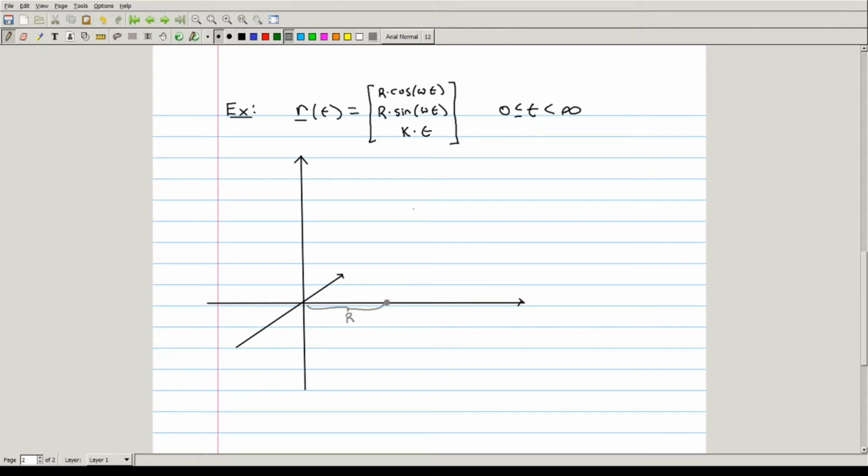Then if we go to another value of t, and I guess we should make a table here to get a good idea of what this is going to look like. So when t is 0, r of t we showed was equal to the position vector r, 0, 0, or just r times i hat.